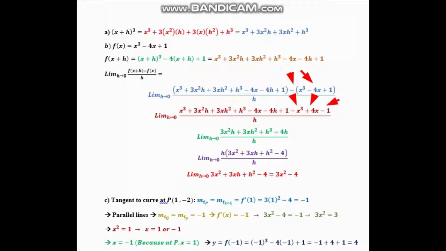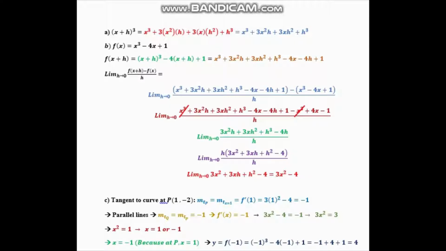Then the third step is to simplify the like terms. So we have an x cubed right there and a negative x cubed right there. So these cancel out together. So let's cross these out.